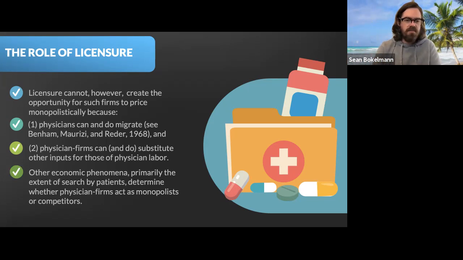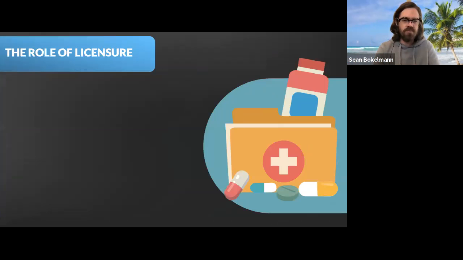There are also other economic phenomena, primarily the extent of search by patients, that determine whether physicians act as monopolies or competitors. So it's not really this licensing aspect that can create monopolies. It has more to do with patients' ability to search. Okay, so a similar finding as with advertising, right? We would think that, oh yeah, this is a barrier to entry, and so these firms would be more like monopolies. But in reality, it's less about the licensure and more about how patients are searching, just like with advertising. That appears to be the more important thing.